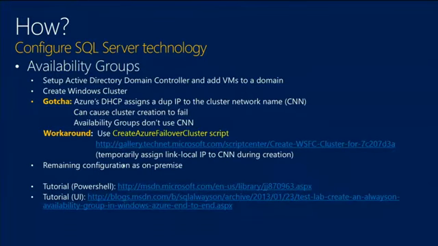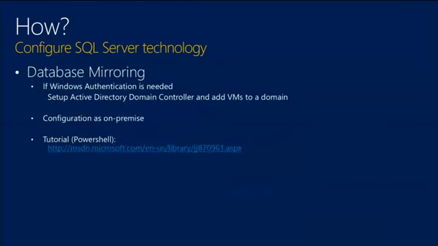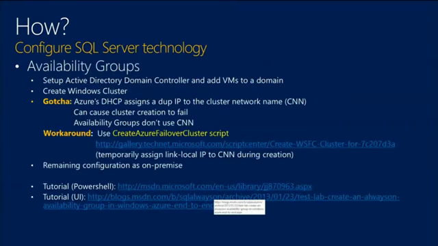Once you go and configure Windows cluster, you need to configure availability groups in the same way as you do it on premises. We have tutorials here. We have a tutorial for PowerShell, and a tutorial that shows all the screenshots, so you can go and do that. Before going into a lot more detail, let me show you a demo. Probably it's going to be more interesting to see it in action.